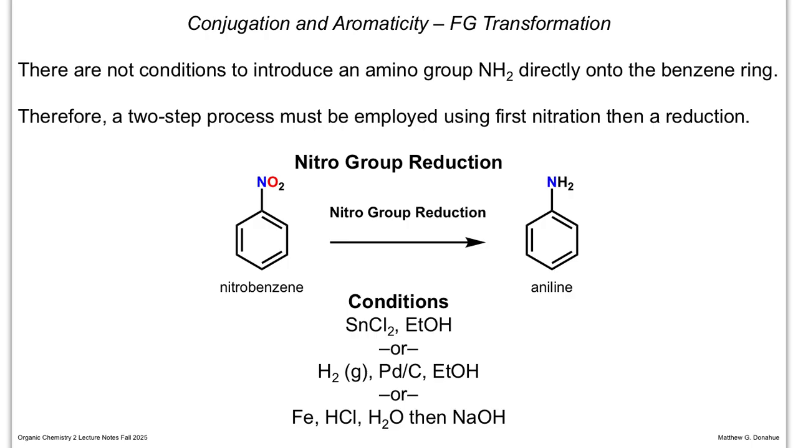So we got about 6 minutes left. I just want to introduce one further transformation, and then on Wednesday we'll talk about the implications of it. So we know how to get the nitro group on there. That installs a nitrogen. The nitrogen is in the nitro group. We know that that's electron withdrawing.